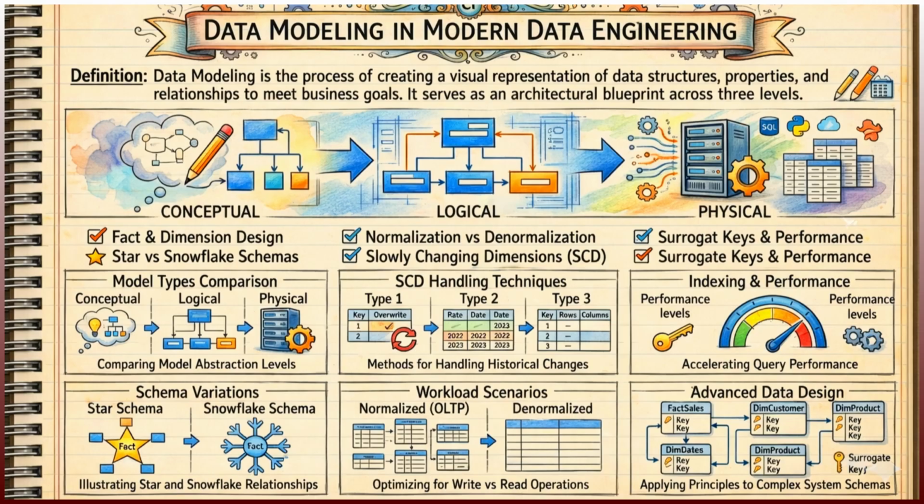Type 1 is the simplest. We simply overwrite the old data. It's clean, but we lose all the history for it.